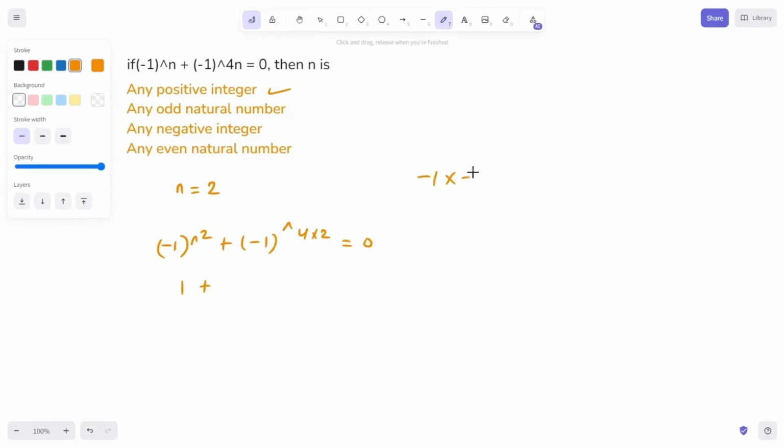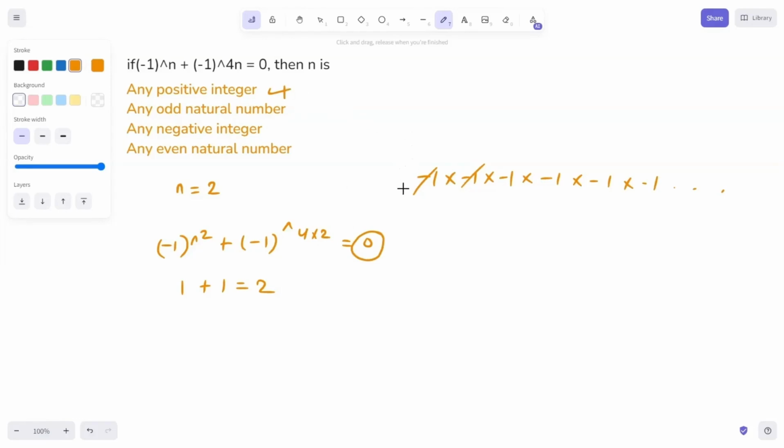Multiplying minus 1 eight times, the minus signs get cancelled out, so the value of this will be 1. So 1 plus 1 equals 2, and it is not equal to 0. So we can say that the first option is the wrong option.